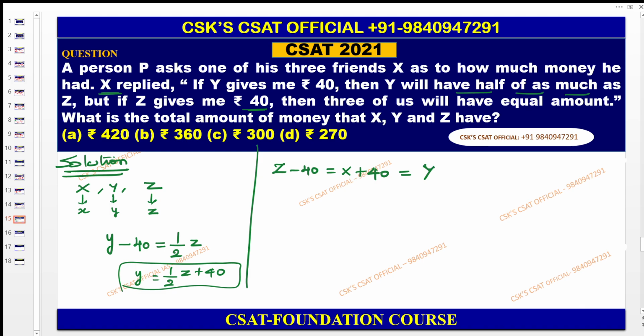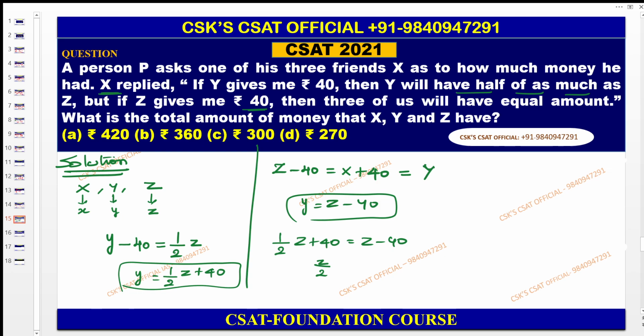So here Y and Z are present. Take the equation of Y and Z. Substitute in this Y. Add up this one, easily we can find here, Z by 2. Right.